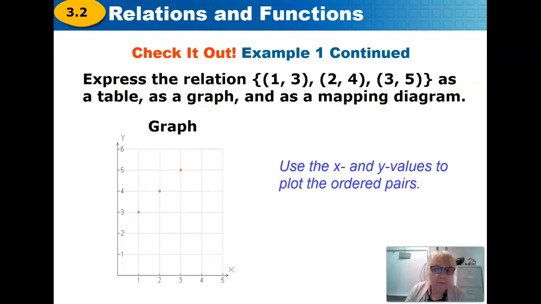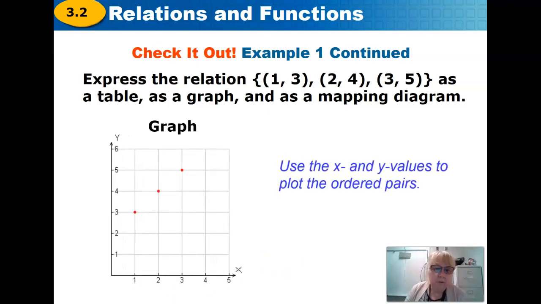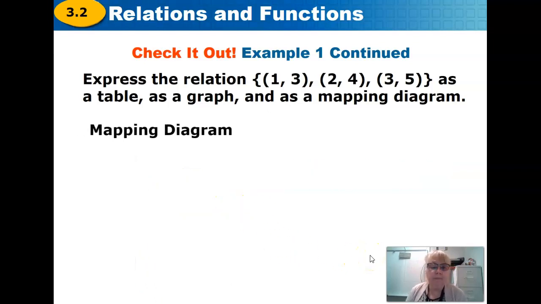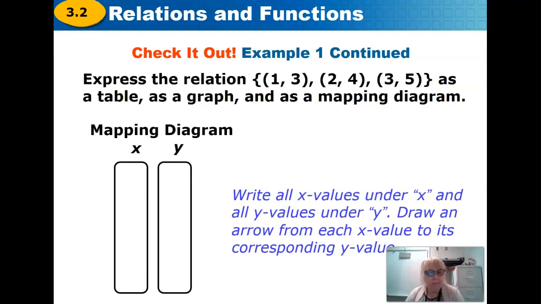So your graph, take your X value, go across the X to the value 1, up to 3 on Y, and the same with the other 2 points. And your mapping diagram, 2 separated figures, first one for X, second one for Y, and arrows to the corresponding value from X to Y.